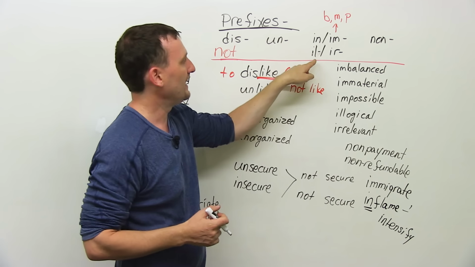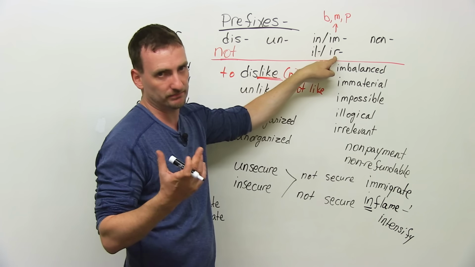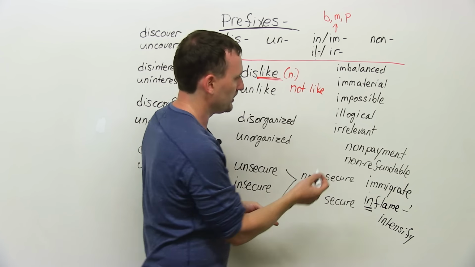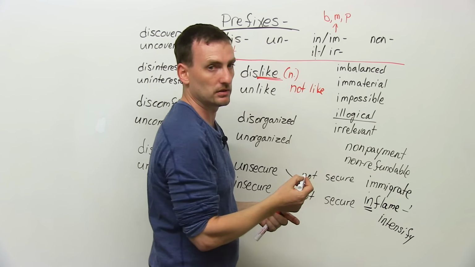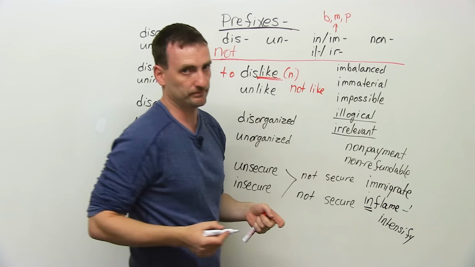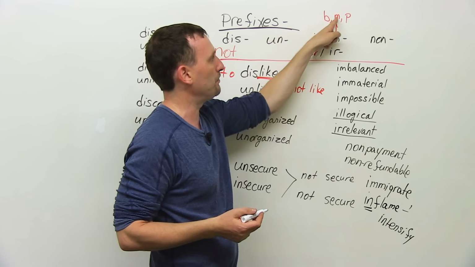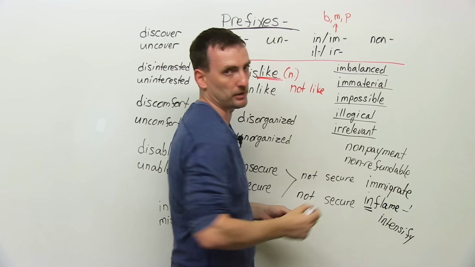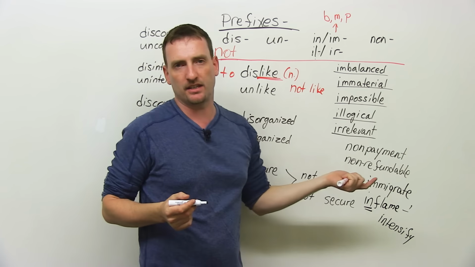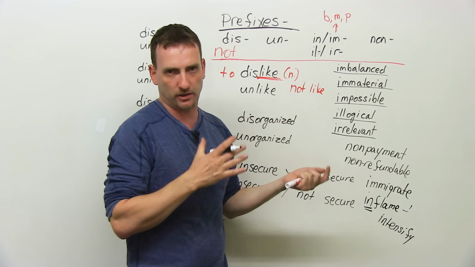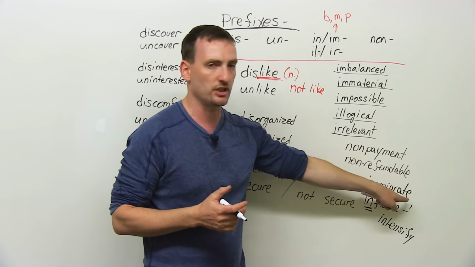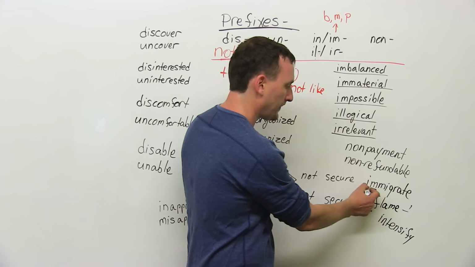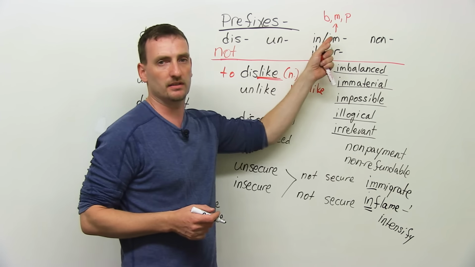So be careful. Il and ir we use with words that begin with L or R. For example, illogical, irrelevant. Going back to im, b, m, p: imbalanced, immaterial, impossible. I'm using adjectives. You're not limited to adjectives. There could be other things. For example, immigration is a noun. Immigrate is a verb. I'm still using the im. So be careful about these.